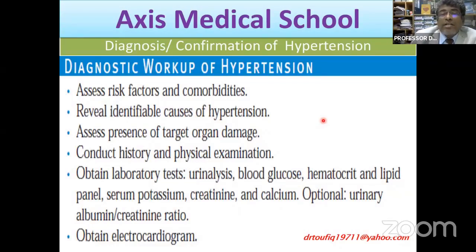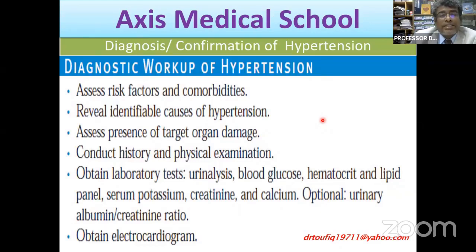or kidney function, or cardiac function, echo or ECG should be done to assess whether the patient has any target organ damage or not. So actually these are the investigations we should do to find out any secondary causes, as well as to find out if the patient has any target organ damage, especially if the patient has long-standing uncontrolled hypertension. So these are the diagnostic workup of hypertension, and I think we can stop here today.